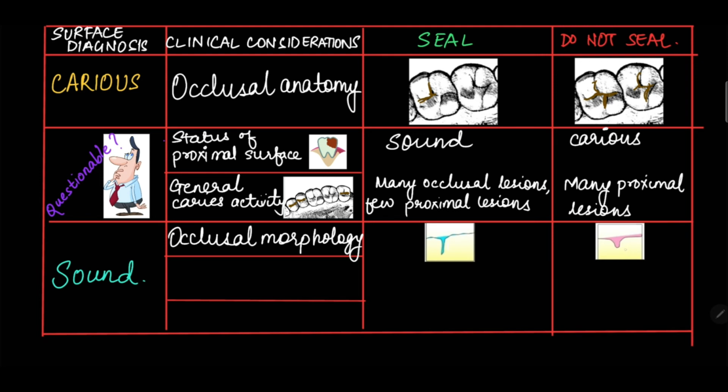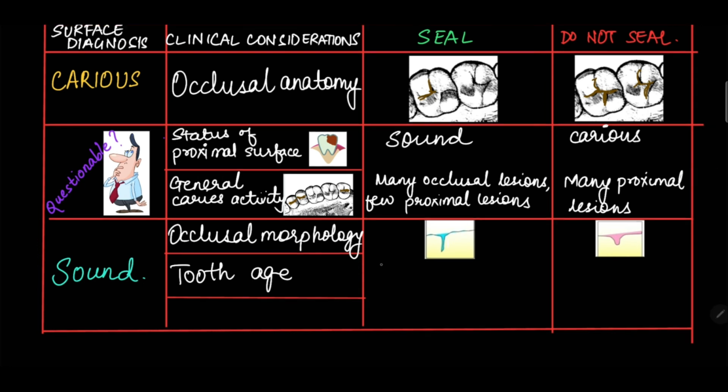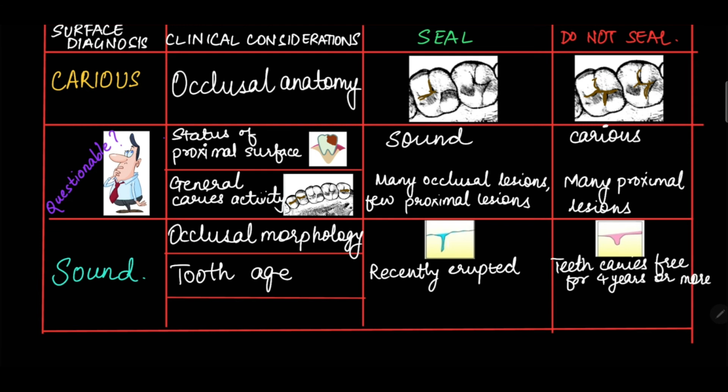Apart from that, you also see the tooth age. If it is a recently erupted tooth, you go ahead and seal it. But if the tooth has been caries free for 4 years or more, you decide not to seal it. Next, you look at the status of the proximal surface. If the proximal surface is sound, then you seal it. If you see that there is caries on the proximal surface, you decide not to seal it.